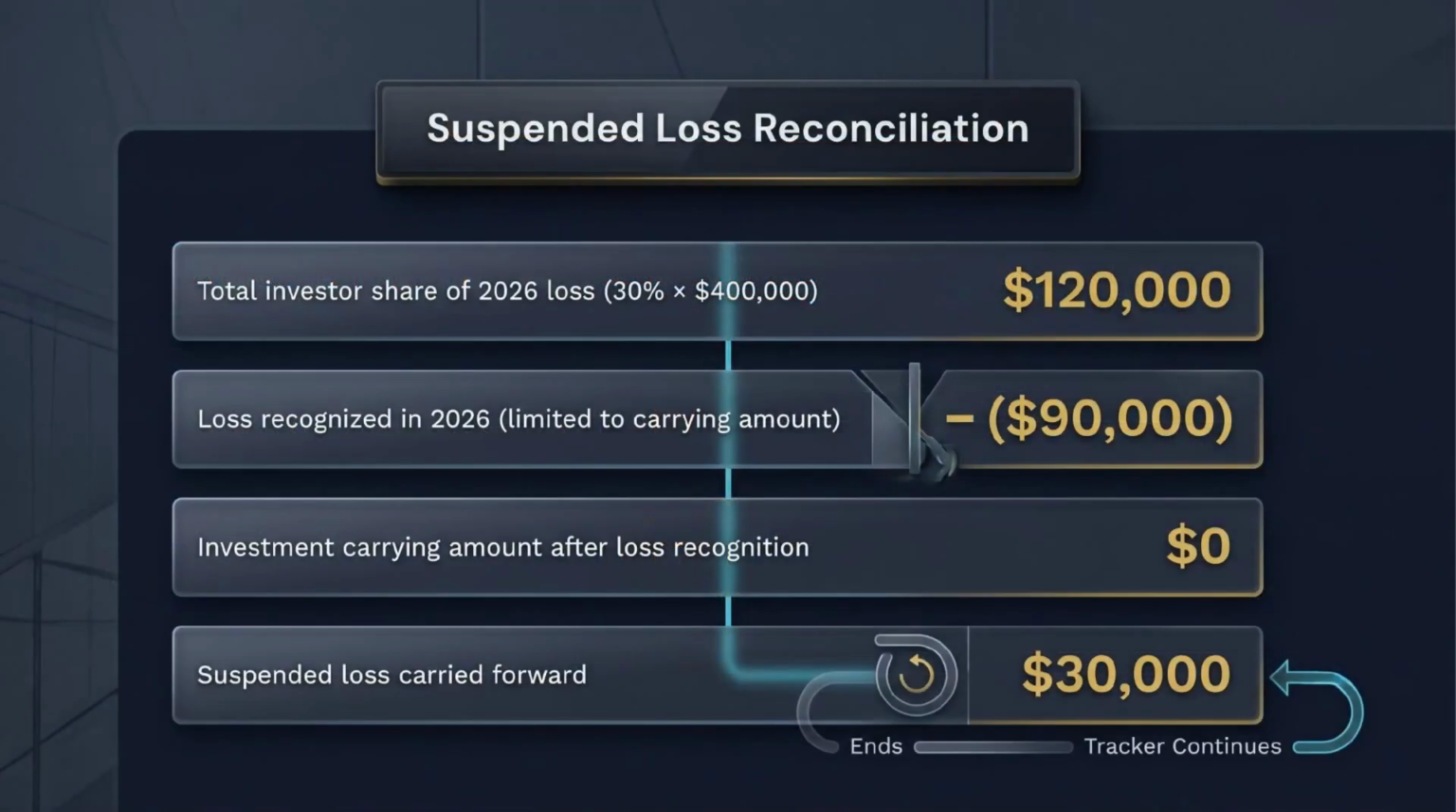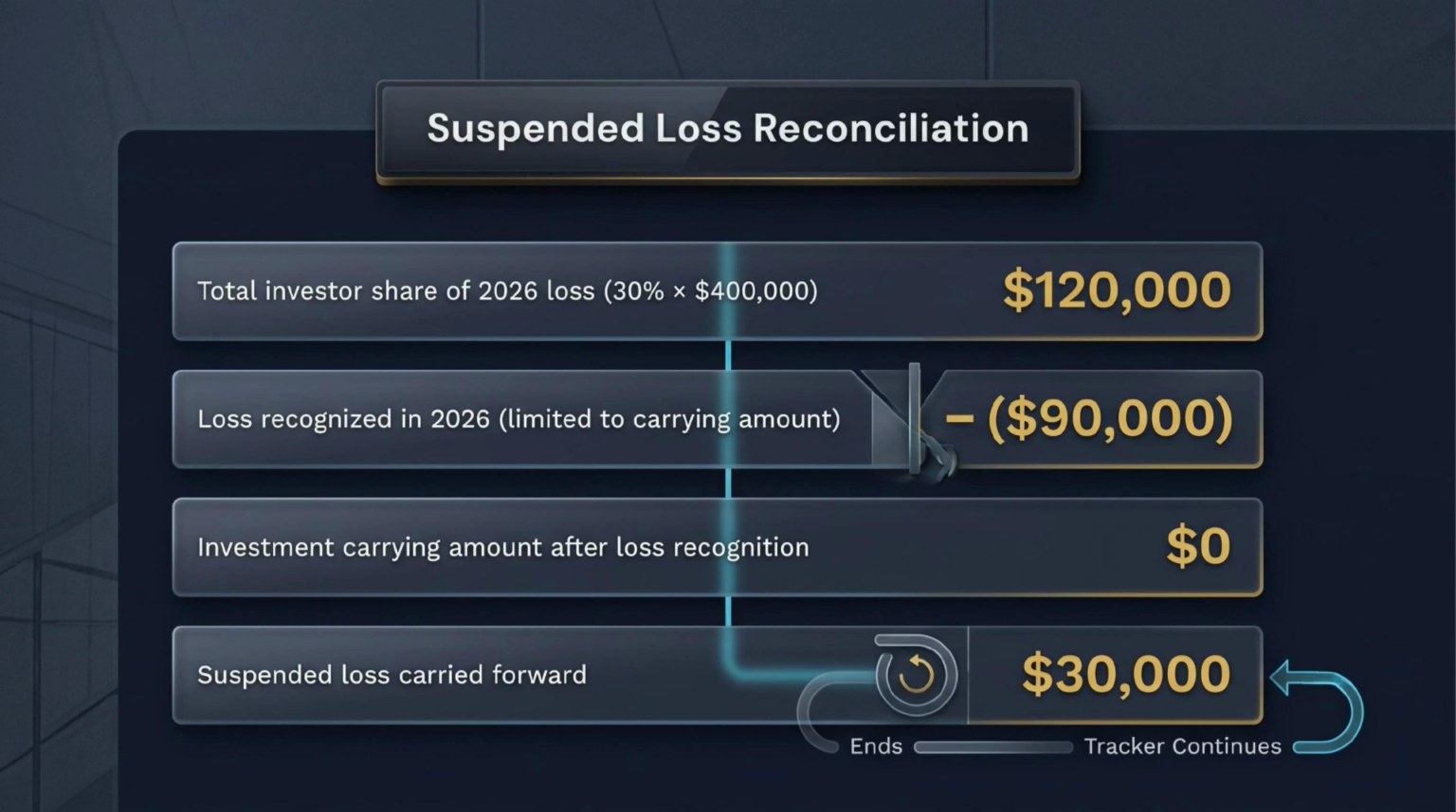After recording the entry, Orion must document the suspended loss reconciliation. Total investor share of the 2026 loss is $120,000. Loss recognized is $90,000. The investment carrying amount after recognition is zero. Suspended loss carried forward is $30,000. This reconciliation is not optional. It is the foundation for the next period's accounting.